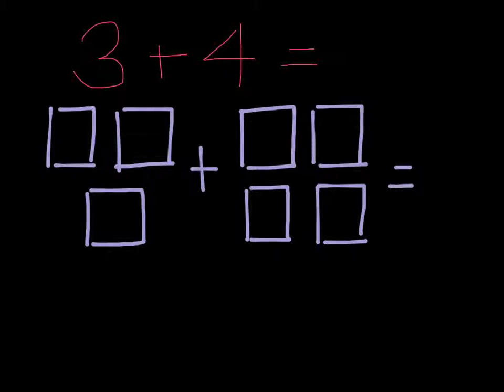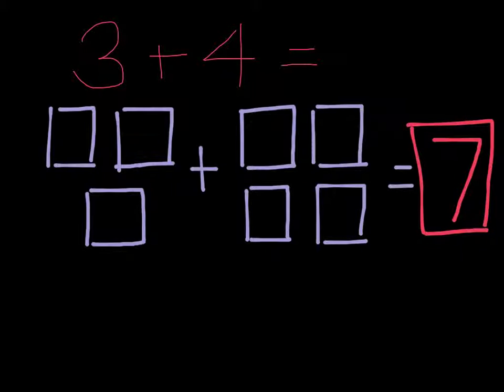When we add all of these together, we are going to get 1, 2, 3 plus 1, 2, 3, 4. That's going to give us how many? 7. 7 squares total. Now let's try switching the order of our numbers and see what we get in that situation.